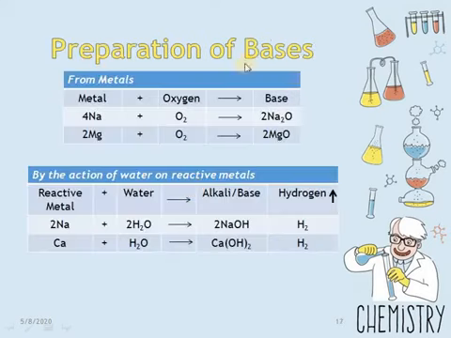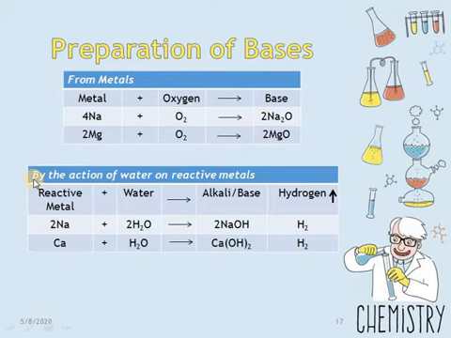Now come to the preparation of bases from metals. When metals react with oxygen, they give the base. Here sodium reacts with oxygen to give sodium oxide. Magnesium reacts with oxygen to give magnesium oxide.